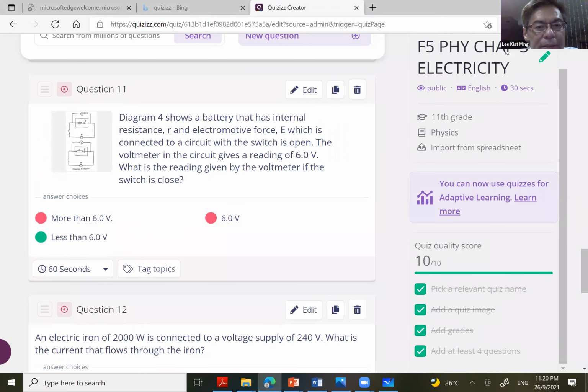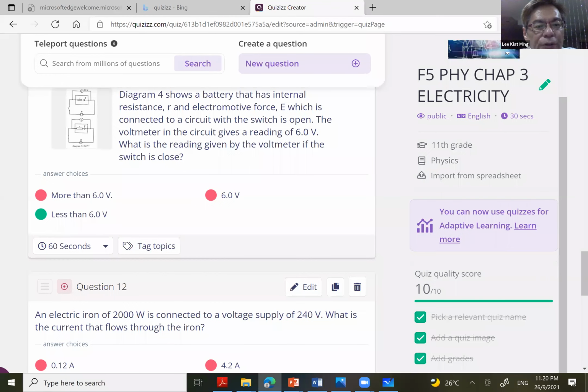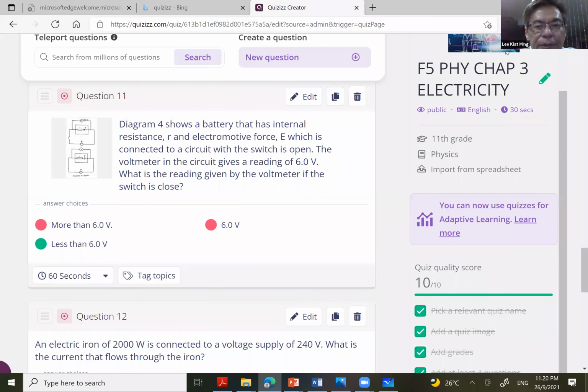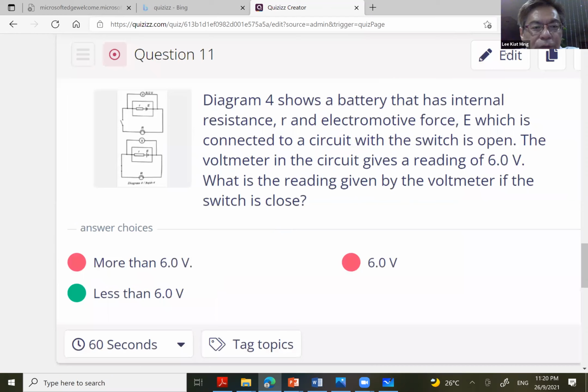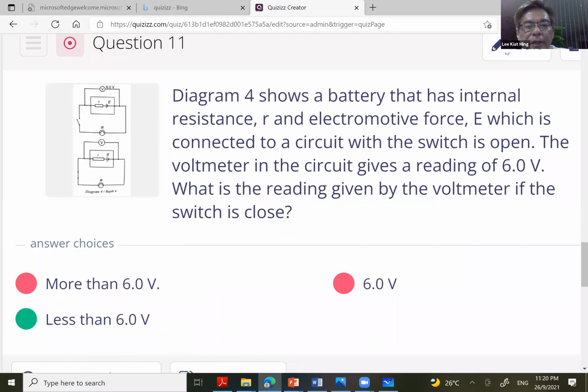The question is talking about the beginning, where the electromotive force is 6 volts in the diagram at the top, when the circuit is off. What is the reading given by the voltmeter when the switch is closed?